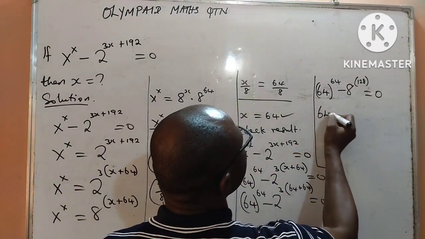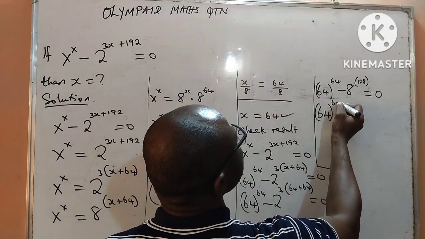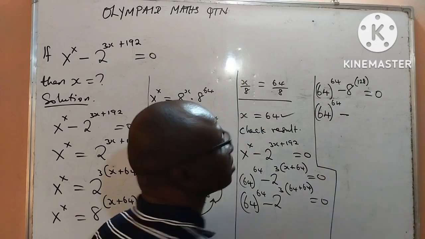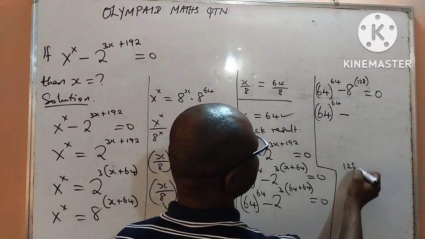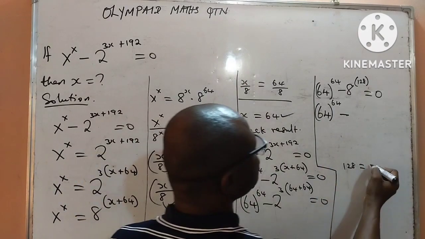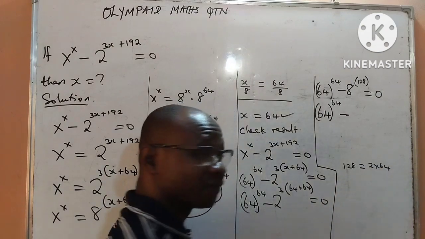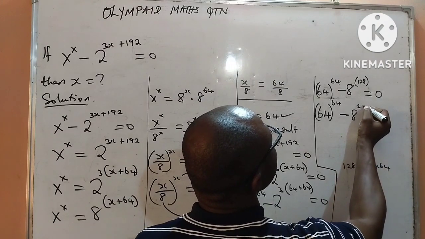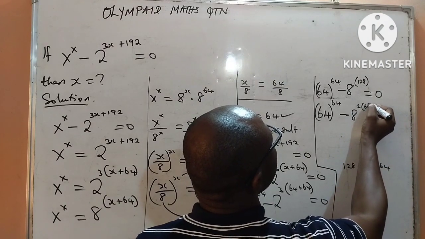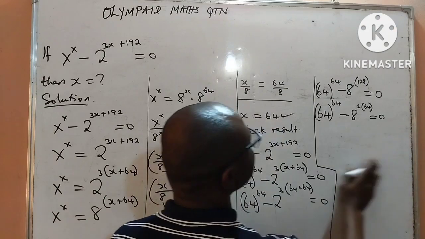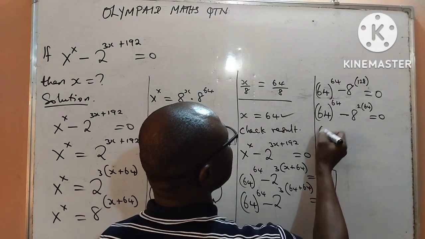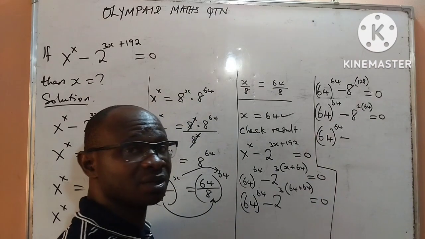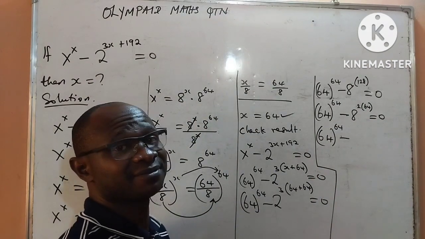Therefore, 64 to the power of 64 minus 128. 128 is the same thing as 2 multiplied by 64. Very good. So I can now write it as 8 raised to the power 2 multiplied by 64. Is it equal to 0? So 64 raised to 64 minus 8 raised to the power 2, which means 8 times 8.